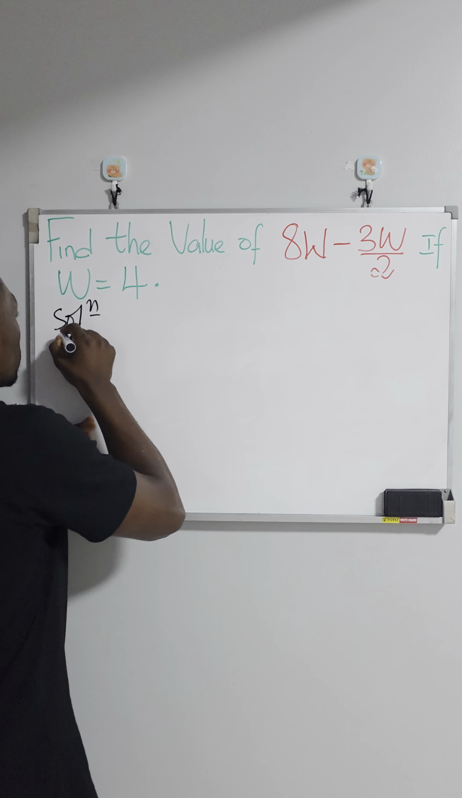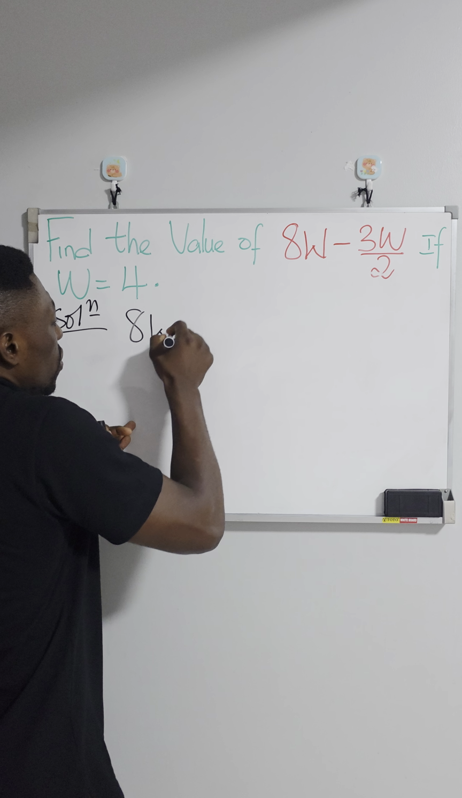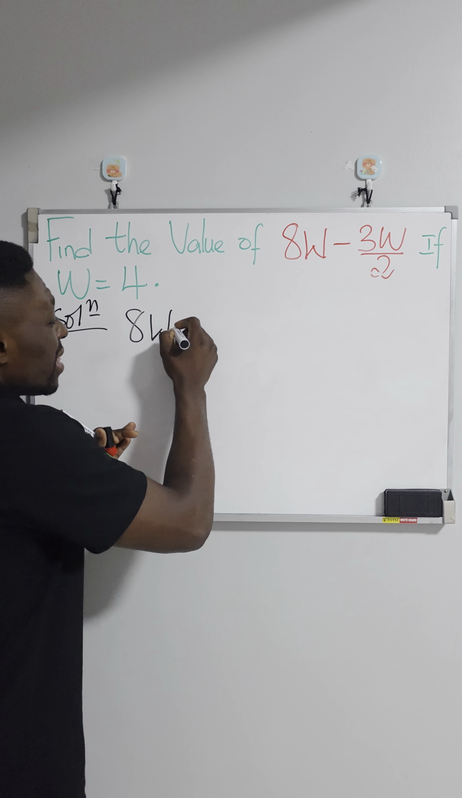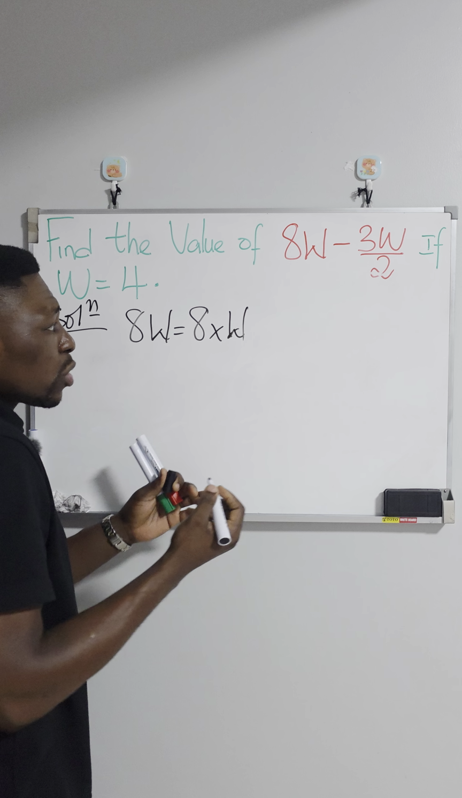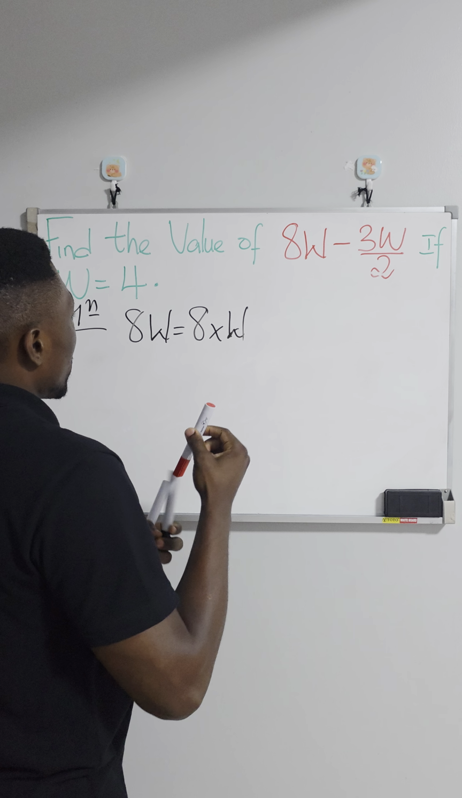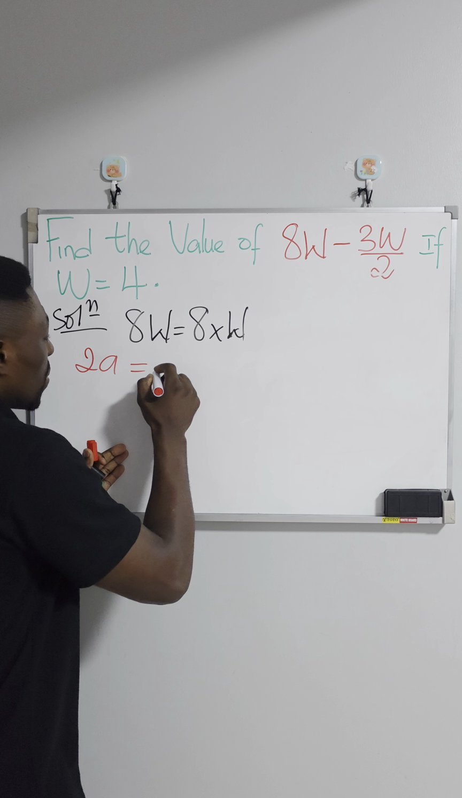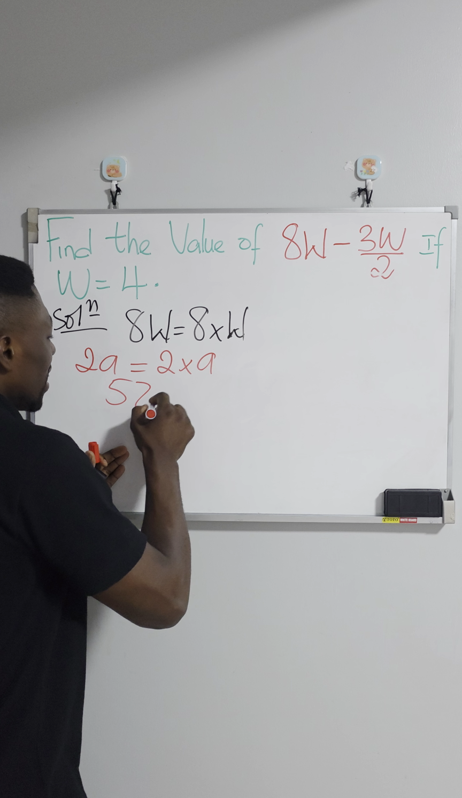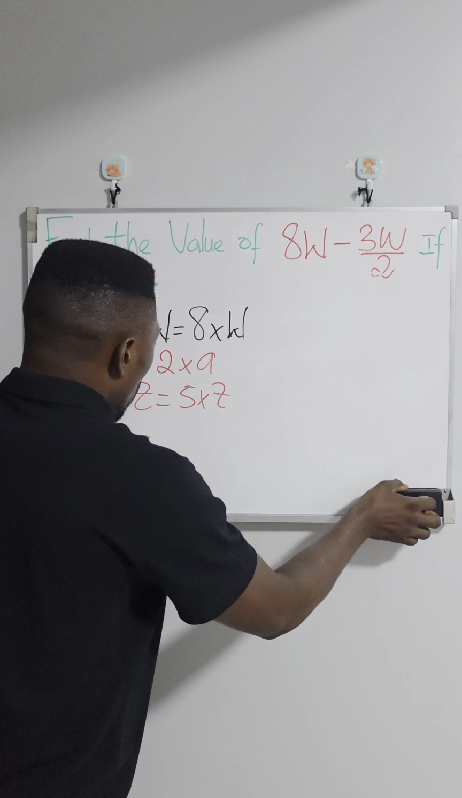What you might probably not know is we will have a number like 8W, a number and a variable without any sign between them. This means that it is 8 times W, okay? In other words, if I write something else like 2A, this can be represented as 2 times A. 5Z can be represented as 5 times Z, okay? And so on and so forth.